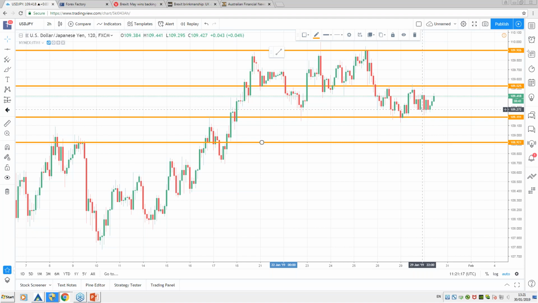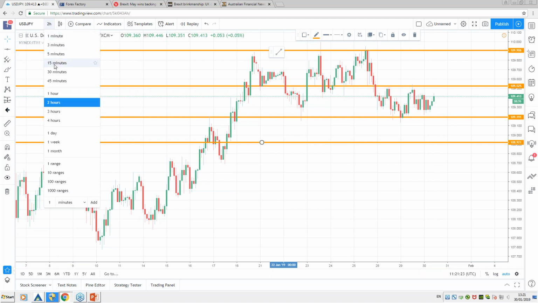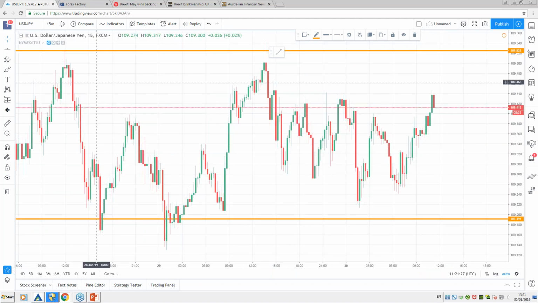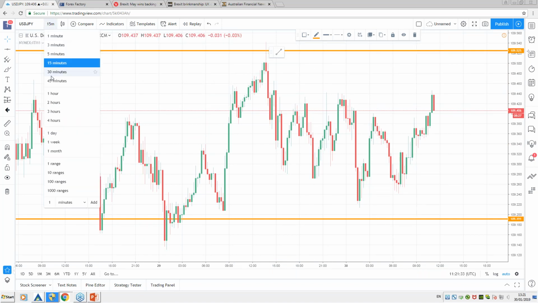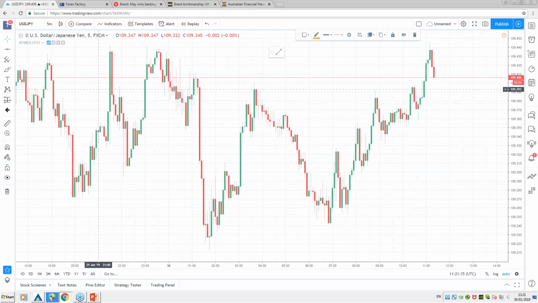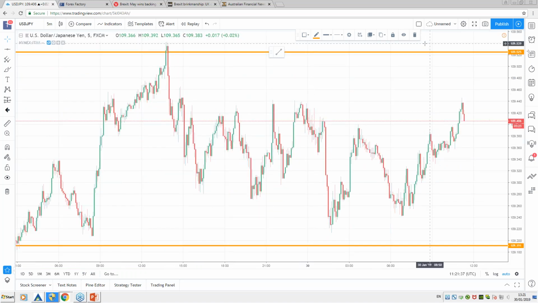Okay, and you don't have to use the 2-hour candles, because on the 2-hour candles, that's a pretty big movement to get to these points. You could do something like this on 15-minute candles. Okay, on the 15-minute candles, I could be looking somewhere closer, or 30-minute, or 5-minute. Okay, you could do more of a short-term strategy.